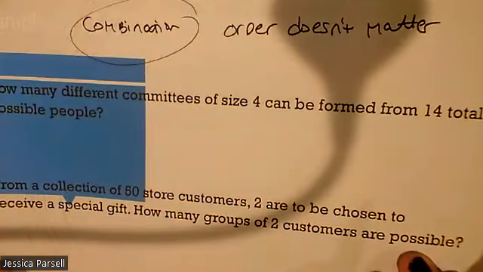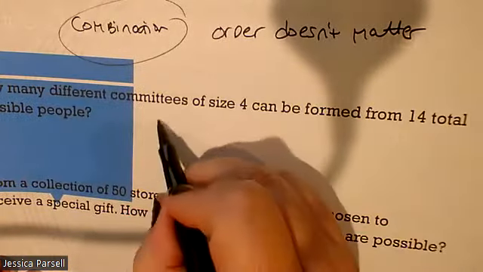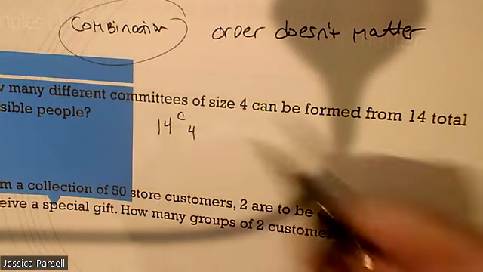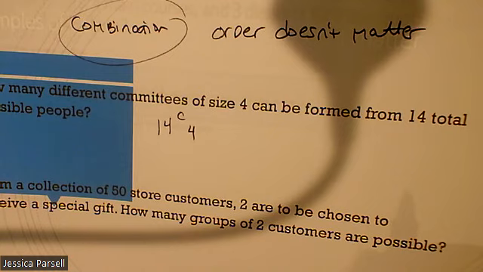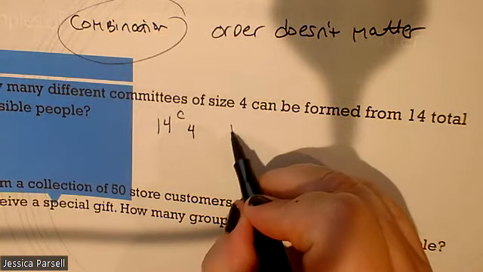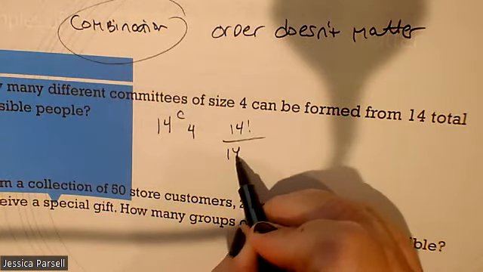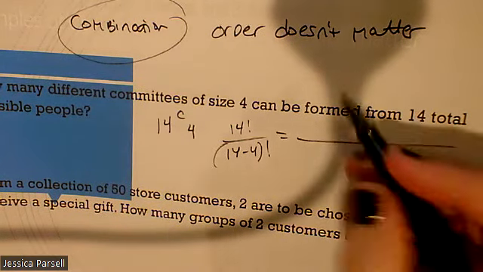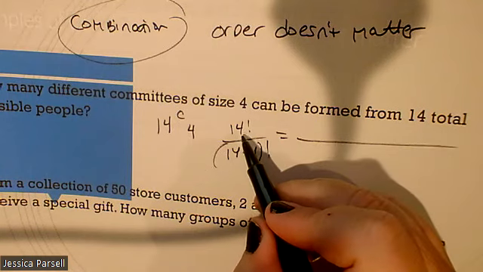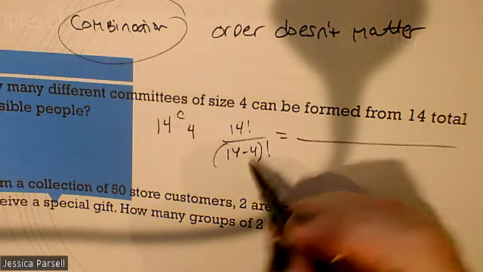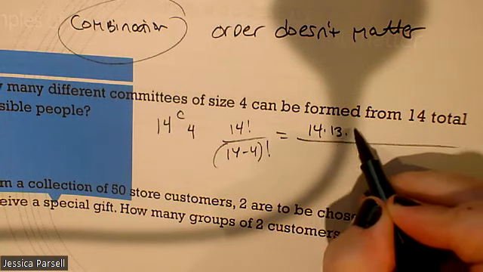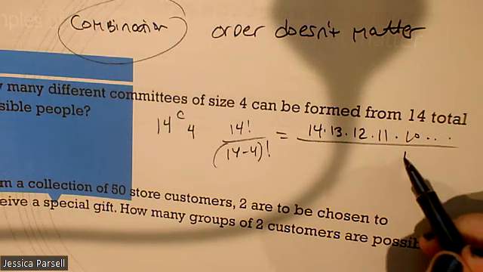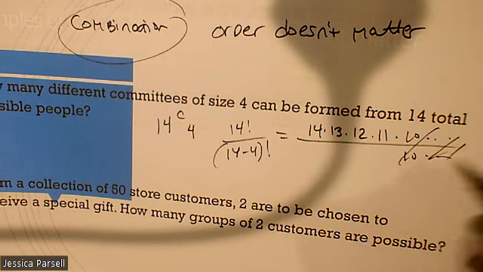Okay, so start off with this first one. We have 14 total possible people, and we are going to choose committees of size 4. So we will do 14 factorial over 14 minus 4 factorial. I'm going to use my shortcut here. So we know that's 14 factorial over 10 factorial. So 14 times 13 times 12 times 11. And I'm going to stop there because once you get down to the 10, that's all going to cancel.